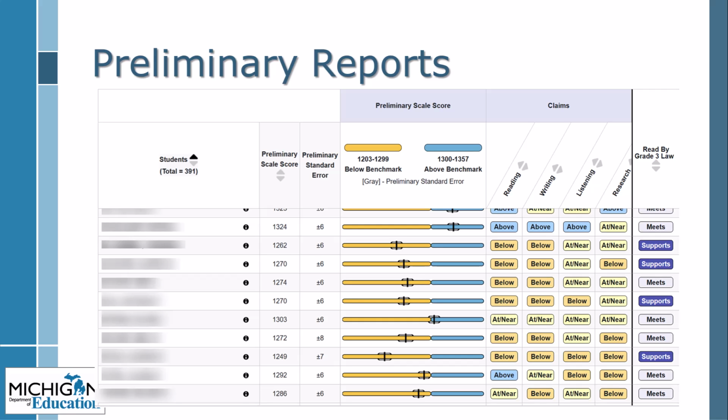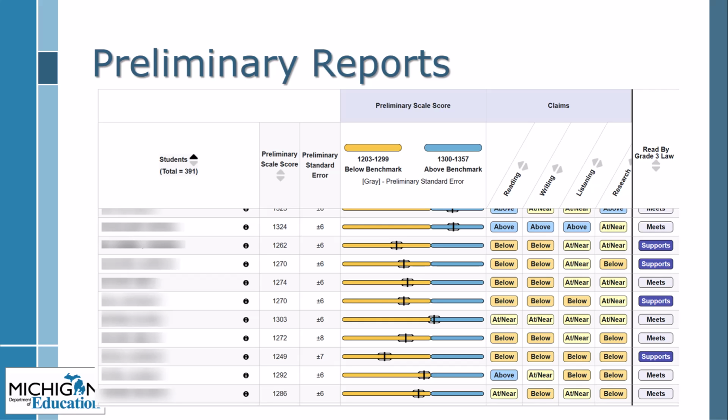You can see the Read by Grade 3 indicators listed here. This is where you should look to identify the students who have been identified as needing supports. As mentioned earlier, preliminary reports will remain available until final reports are released.